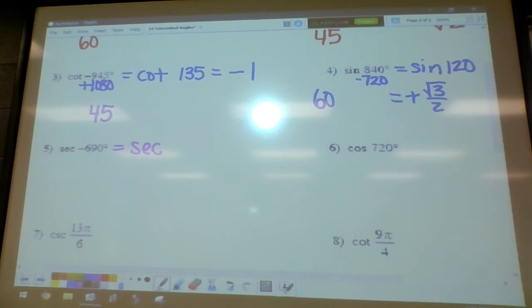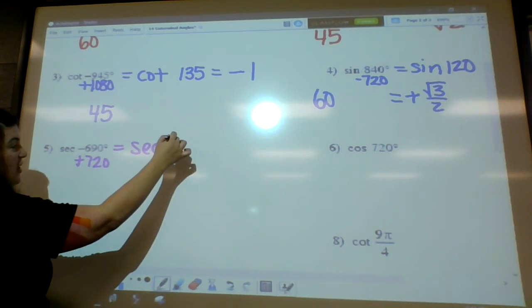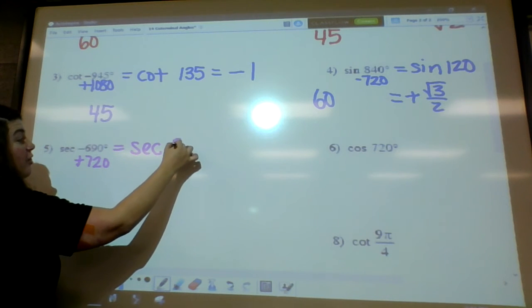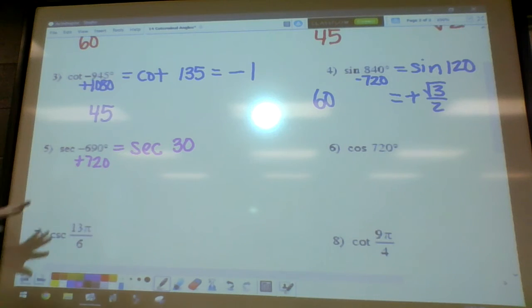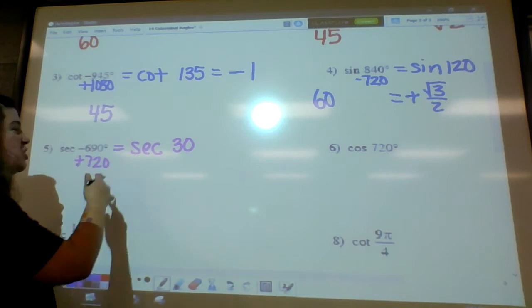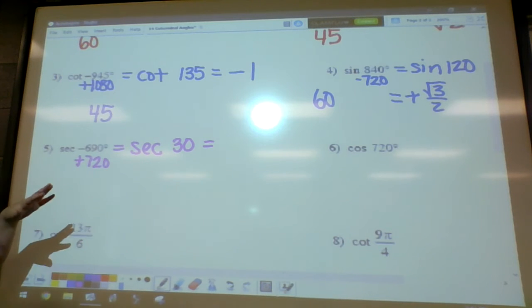All right, number 5. What's a coterminal angle? What'd you end up adding to get this coterminal angle? Add 720. When you add 720, you ended up with secant of 30. Now, the really nice thing is you don't need a reference angle for 30, right? So you kind of get to skip that whole second part. So now you're just on secant of 30. That's in Q1, so it's going to be positive automatically.